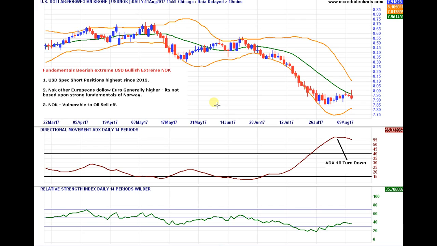Also, the NOK is vulnerable to a sell-off in oil. I personally think there's going to be a sell-off in oil. Norway, Europe's biggest exporter, is going to get hurt if we do get that sell-off.